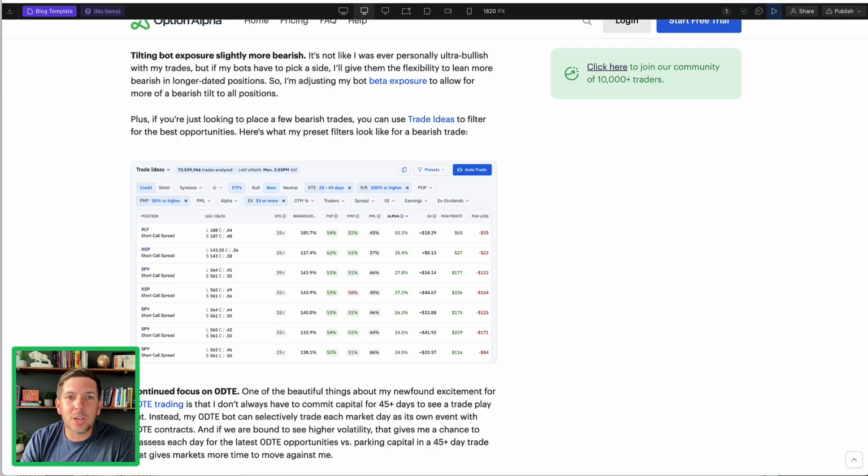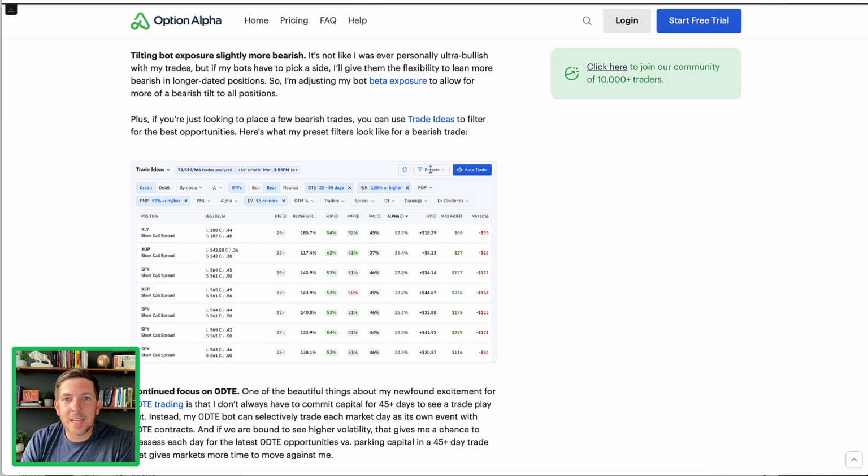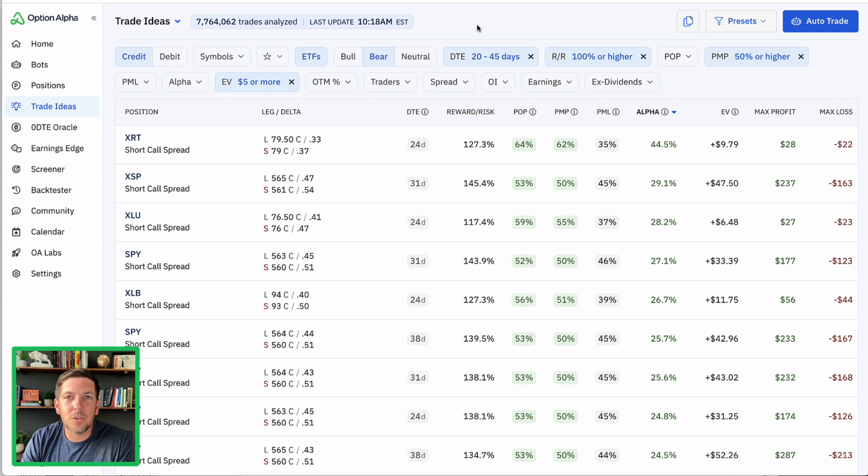The other thing you can do is find different trade ideas. I put a link to the way that I use my trade ideas, which are just one of the filters that I use. Again, you be your own judge. I'm not telling you what to do. You make your own decisions, of course. But the way that I use it with bearish positions, this link right here on the article goes to the actual pre-filtered setup that I use, which is to find credit spread opportunities in ETFs. They're bearish, 20 to 45 days in this particular example, 100% return on risk and 50% probability of max profit or higher, with expected values of more than $5.